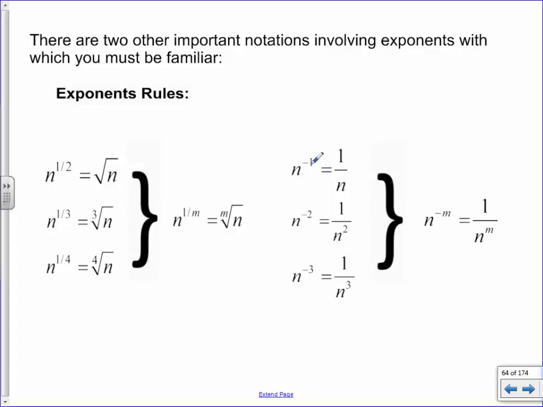Negative exponents also have their own rule. If you have a negative 1, it's 1 over n. If you have a negative 2, it's 1 over n, but the n is to the power of 2. So it's always 1 over something, and whatever the exponent is, that becomes the exponent on the bottom. So a negative exponent just means that you have variables on the bottom of a fraction. Sound good? Okay. That's the review section.